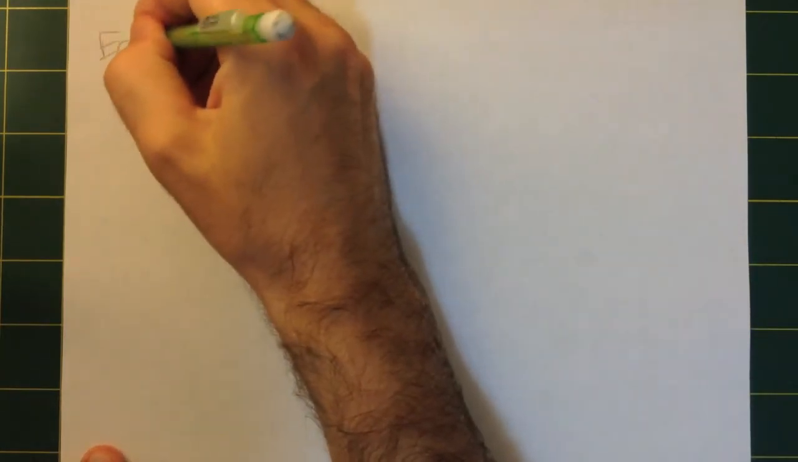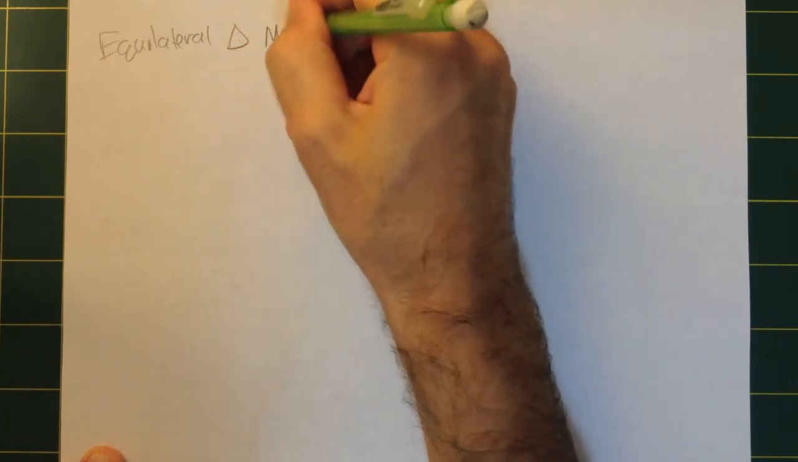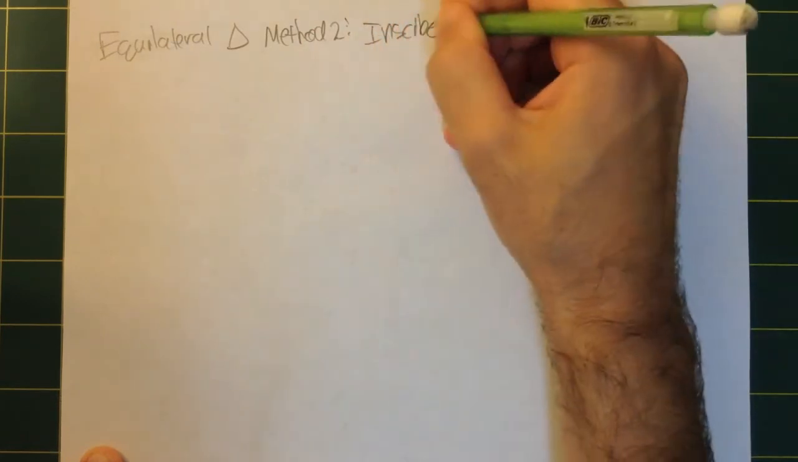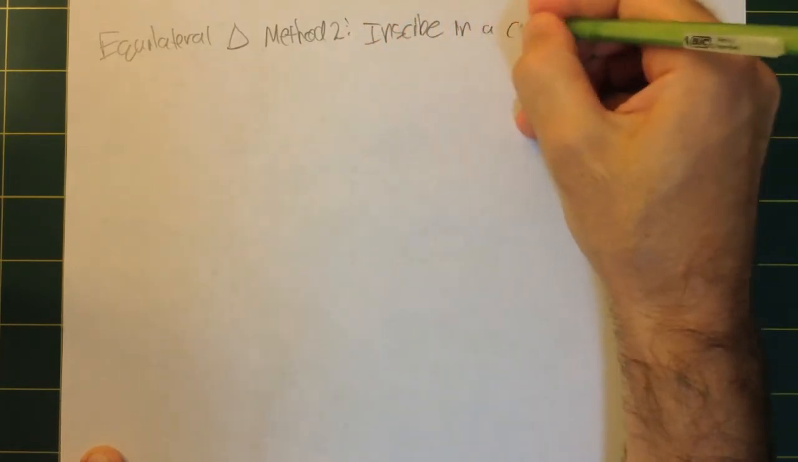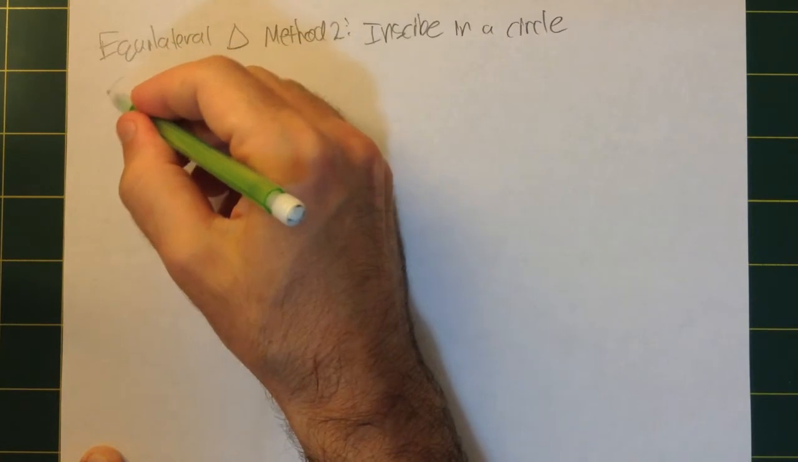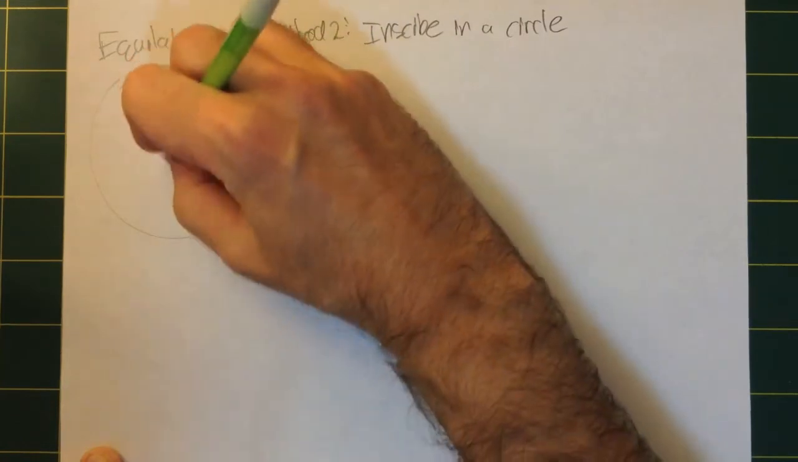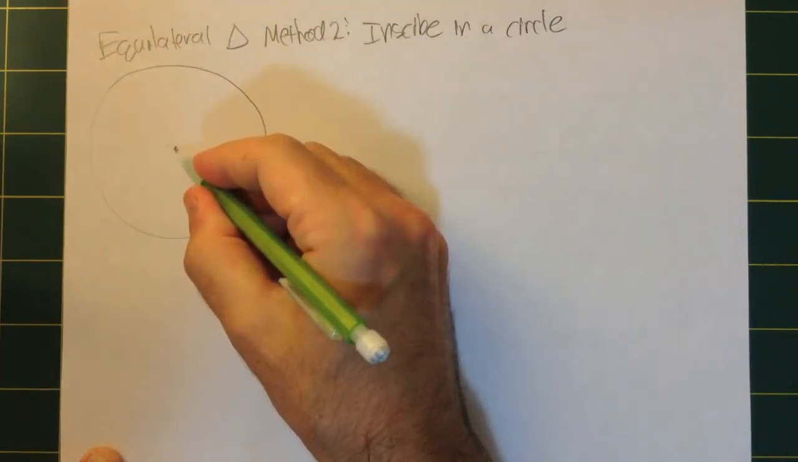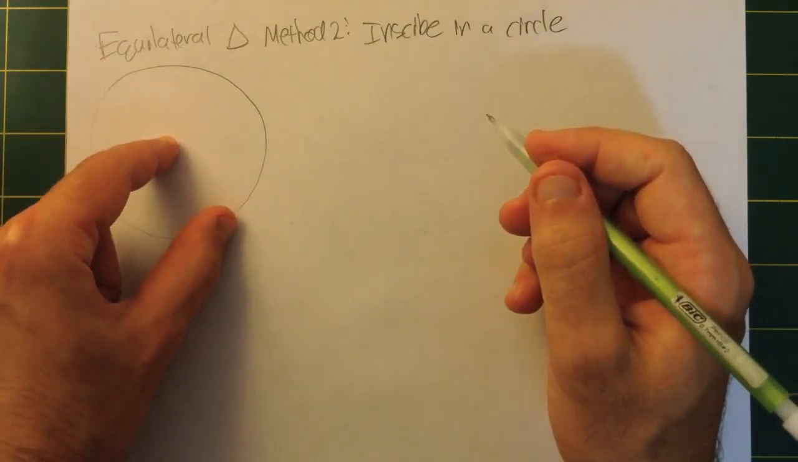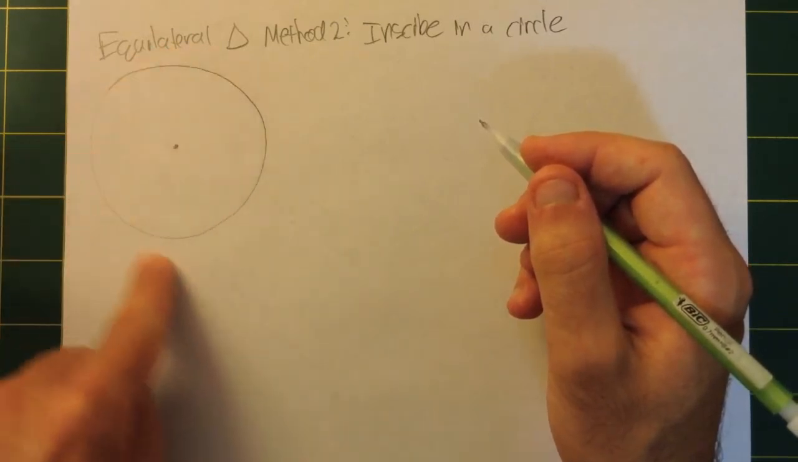Method number 2 for equilateral triangles is one where we inscribe the shape in a circle. And that looks like this. We start out with some circle. Make this look centered right there. So we start out with some circle and we take our compass and we measure the radius of this circle and lock this distance. And once we have that distance, we're going to use it over and over and over to put marks all along the edge of the circle.